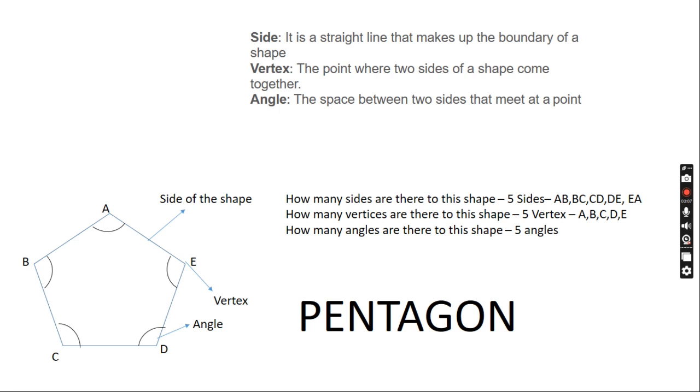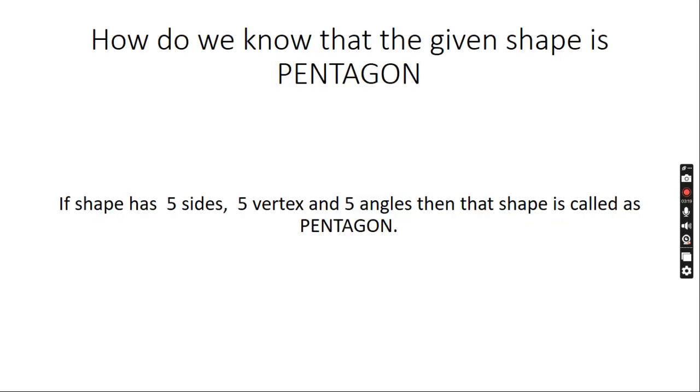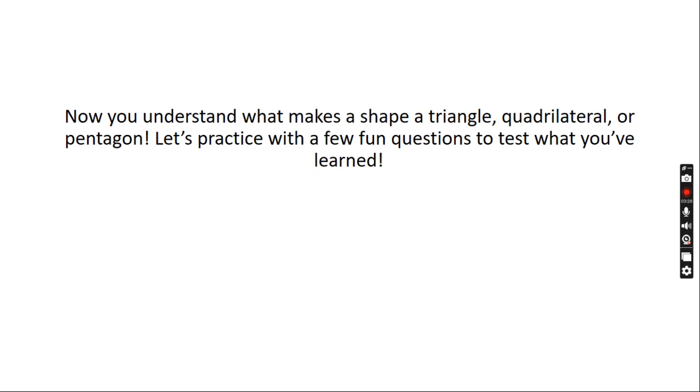How many vertices are there in this shape? It has five vertices, A, B, C, D, E. How many angles are there in this shape? It has five angles. Hence, this figure has five angles, five sides, and five vertices. It is called a pentagon. How do we know that the given shape is a pentagon? If a shape has five sides, five vertices, and five angles, then the shape is called a pentagon. Now you understand what makes a shape a triangle, quadrilateral, or pentagon.